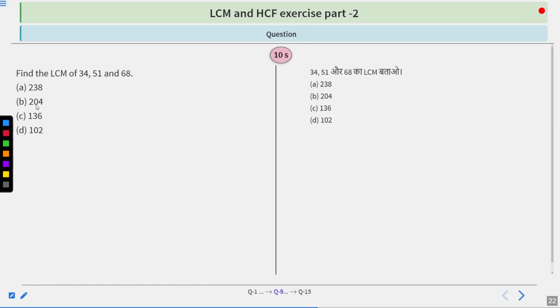Find the LCM of 34, 51 and 68. Options are 238, 204, 136 and 102. These are the options. And I am giving you 10 seconds to find the correct answer, and after that I will do the solution.